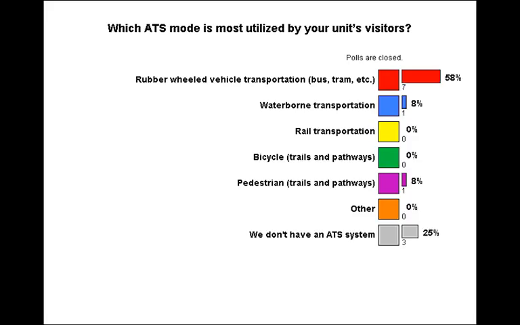Well, it looks like for those who do have an ATS, which is probably the predominant number, do have some sort of rubber-wheeled vehicle transportation. Also, there's quite a bit of waterborne transportation out there, as well as pedestrian activity. So it probably looks pretty reflective of what's out there. So sounds like we have the right audience targeted for what we're about to get into.